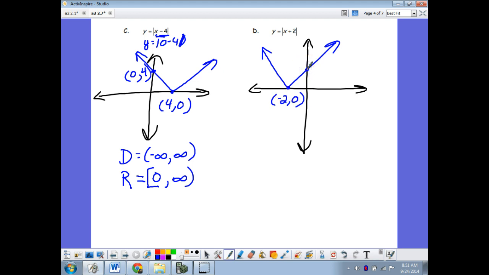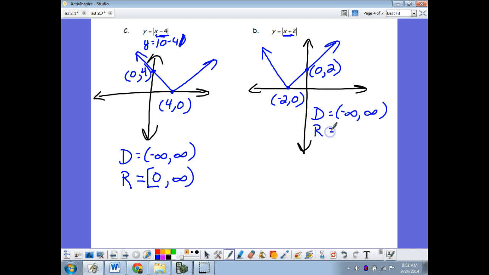Now we just need to find that y-intercept, and again, x-coordinate is 0, so we're going to plug in 0 for that x. 0 plus 2 is 2. Absolute value of 2 is 2. So then the domain and range. Domain, once again, the left edge is negative infinity. Right edge is positive infinity.